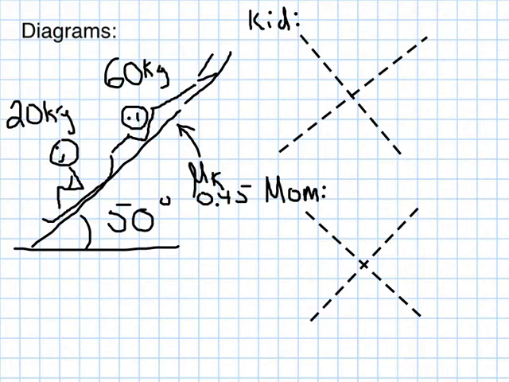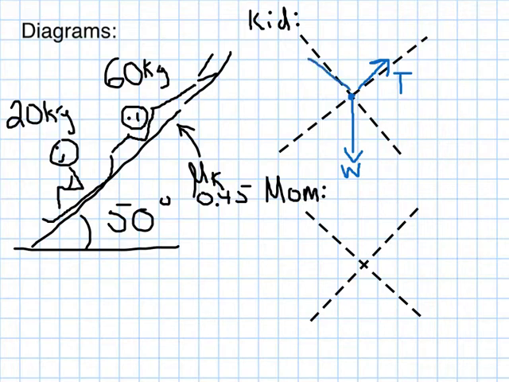So now I'm going to create my free body diagrams. I'm going to begin with a diagram for the kid. So this dot represents the kid. The kid has weight, which points straight down. The kid has a tension force that's from dragging the mom behind. That points straight up the hill.